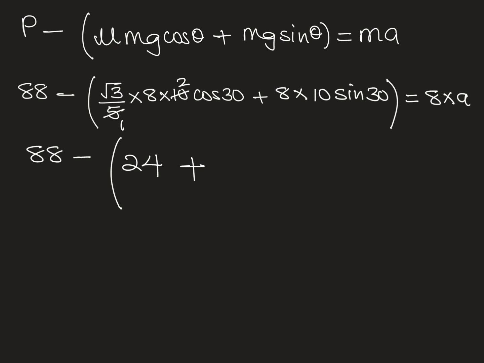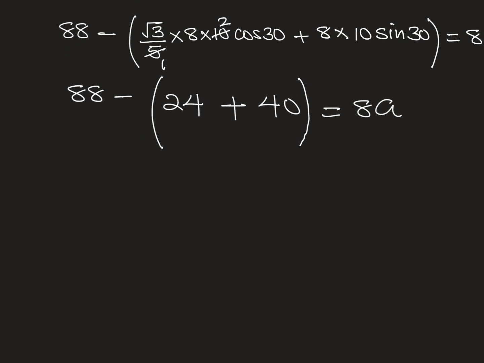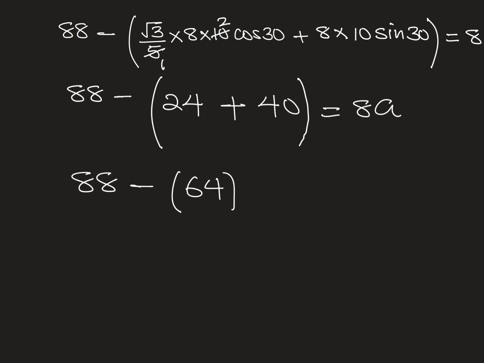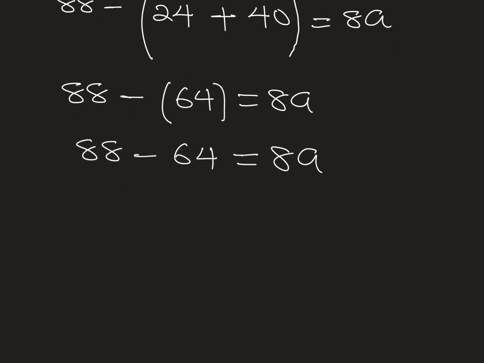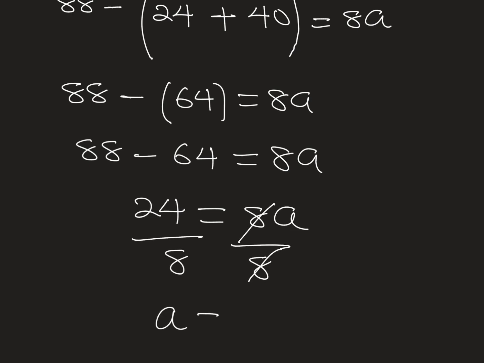Plus 8 times 10 is 80. So what is 80 sine 30? That is 40. So that is equal to 8 times a, which is 8a. So what do we have? We're going to have 88 minus, what is 24 plus 40? That is 64. This is equal to 8a. So 88 minus 64 is equal to 8a. What is that? 88 minus 64 is 24. So that is equal to 8a. To find a, you divide both sides by 8. So which means the acceleration will be 3 meters per second squared.